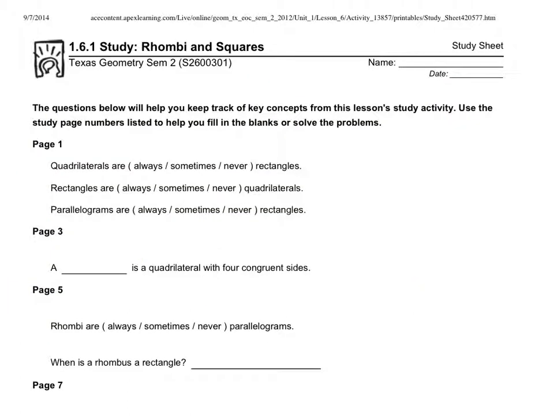So hopefully that diagram should help you on this section. It says quadrilaterals are always, sometimes, or never rectangles, and it is sometimes rectangles. Rectangles are, however, always quadrilaterals, and parallelograms are sometimes a rectangle.